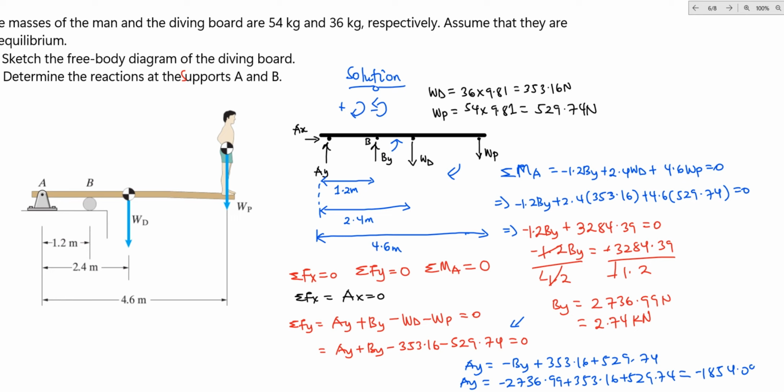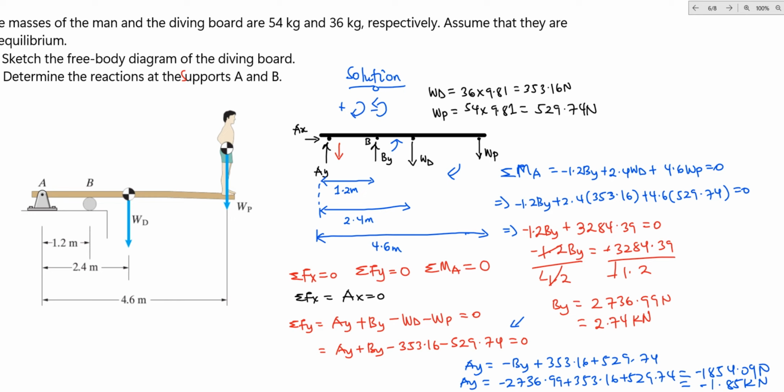Let's change this to kilonewtons by multiplying by 10 to the power minus 3. That gives us a value of minus 1.85 kilonewtons, which is the value of Ay. When you go back to the free body diagram, you see that for Ay we chose a positive direction, but the answer is actually telling us that Ay is rather pointing downwards.